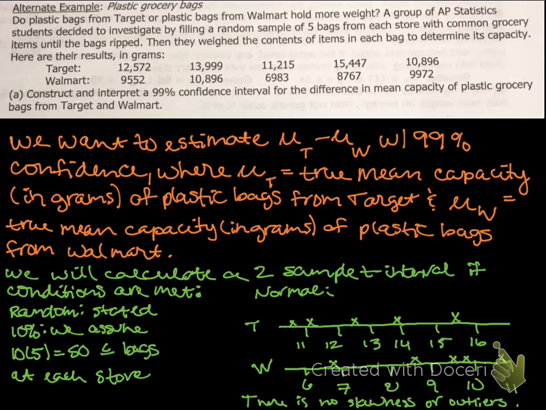And then for list 1, select target. For list 2, select Walmart. Leave the frequency for both of them as 1. And for confidence level, do 0.99. And for pooled, do no. I get degrees of freedom equals 7.51, and my interval is from negative 100.9 to 7,284.5.